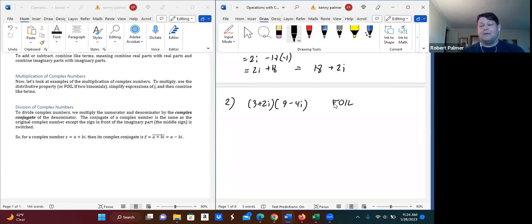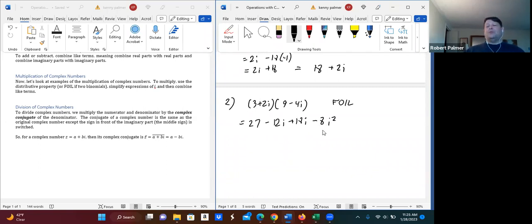What FOIL means, the F stands for first. So multiply the first terms together. That's going to be 3 times 9, which is 27. O stands for outside or outer. Multiply the outside ones together. So 3 times -4i is -12i. I stands for inside or inner. Multiply the inside ones together. Plus 2i times a positive 9 is plus 18i. And then finally, L stands for last. Multiply the last ones together. 2i times -4i will be -8i squared.